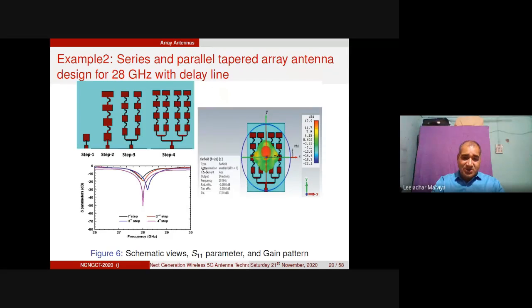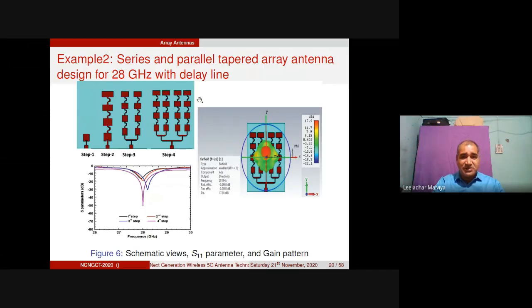Okay, so if you compare all the 4 steps, you can find here that step 4 is able to show a very low value of the return loss, right? And if you look at step 1, step 2, step 3, step 4, you can find they have limited bandwidth as well as high return losses, right? Okay, so we have around minus 50 dB of return loss at the resonant frequency, 28 gigahertz, using the series and parallel tapered array, right?